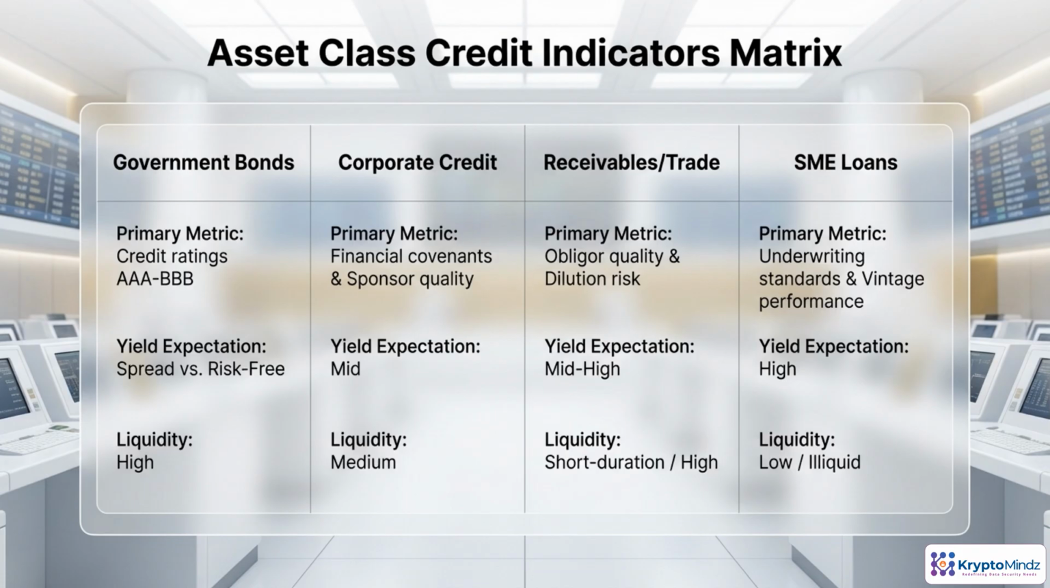Different RWA asset classes sit on a spectrum of risk, yield, and liquidity. Government bonds focus on credit ratings and tight spreads over the risk-free rate, but they trade with very strong liquidity. Corporate credit pushes you toward covenants and sponsor quality, with moderate yield and decent liquidity. Receivables and trade finance make you care most about the underlying obligors and dilution risk, offering mid to high yields and typically short-term liquidity. SME loans require strong underwriting, offer the highest yields, and are usually the hardest to exit when you want out.